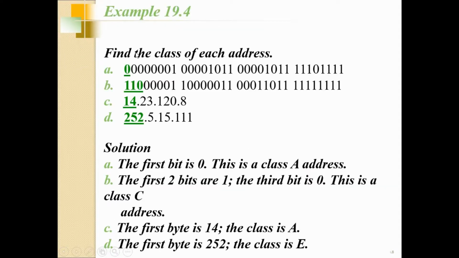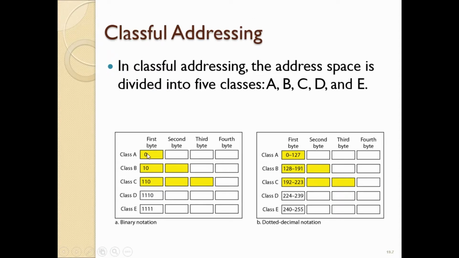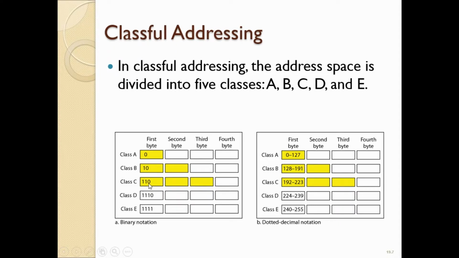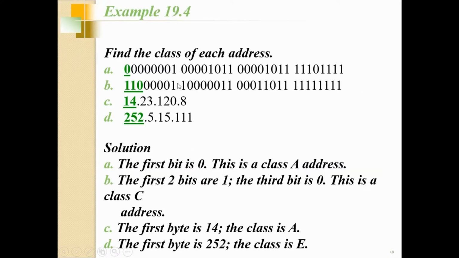Moving on to the next slide. Here we need to find the class of each address. For example, in the first question, the first bit is 0. So this is the basic answer, class A. If the first bit is 0, it belongs to class A. For the second question, the first two bits are 1 and the third bit is 0. So here we look, the first two ones followed by 0 is class C. So this is class C.